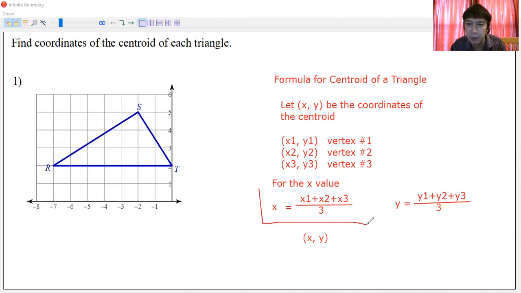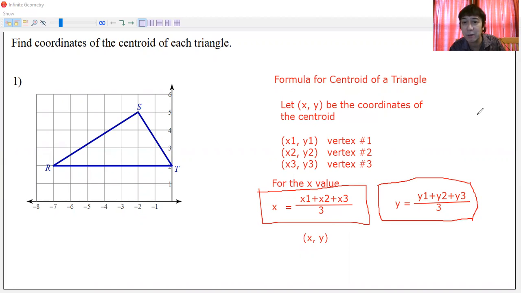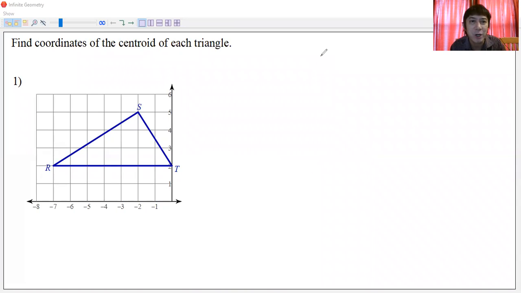This will be for the x, and of course you can use this for the y. All right, so we have these formulas, we can now start solving the first number. Of course, we have to read and get the coordinates of points R, S, and T from the diagram. So that is where we're going to start. All right, let's clear the formulas, and we'll start with the computation.